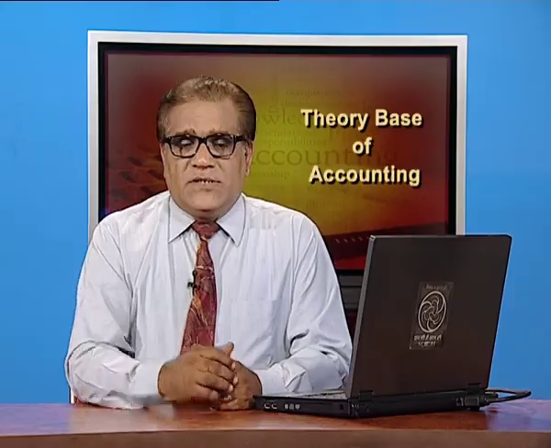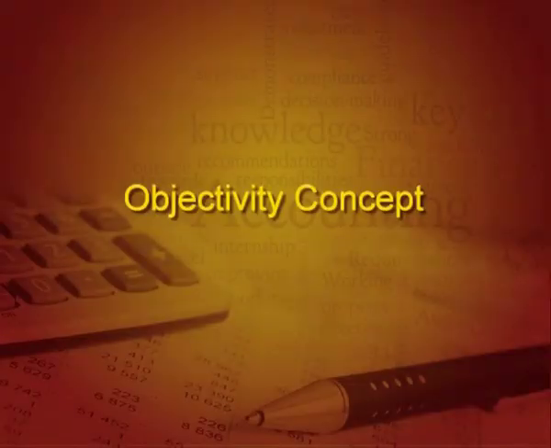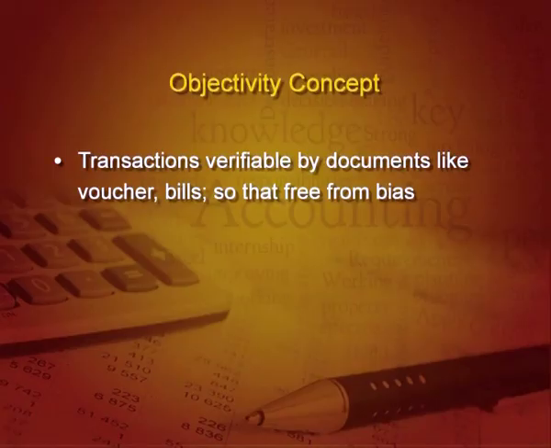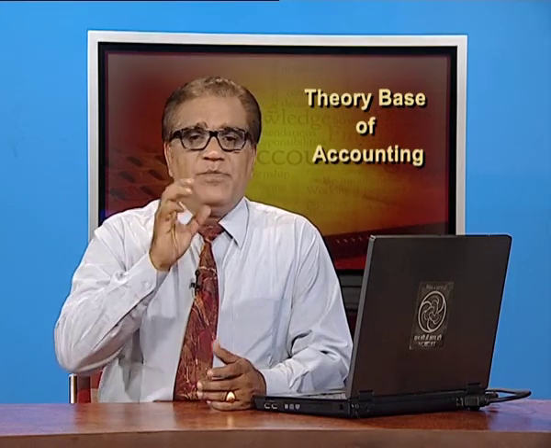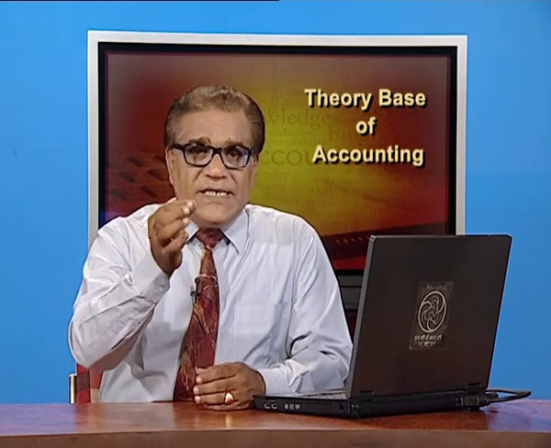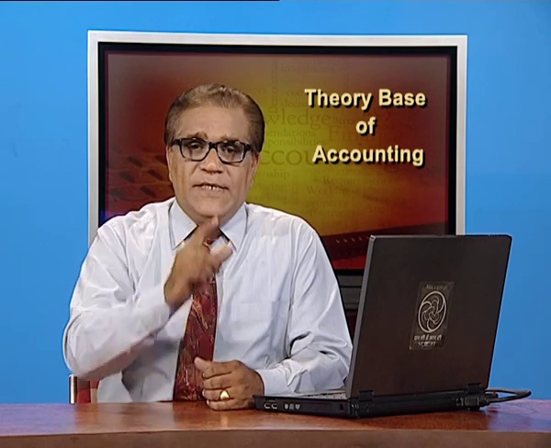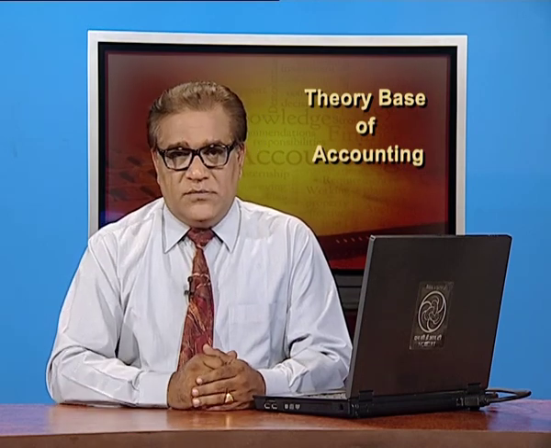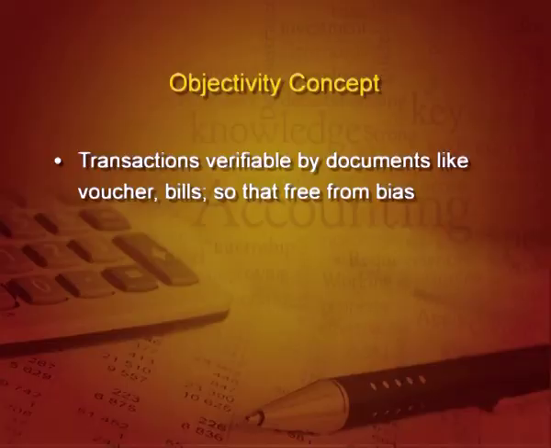Next concept is the objectivity concept. It states that all the transactions must be verifiable by documents like vouchers, bills, etc. Suppose I purchase stationery worth ₹100, then I must get a bill of that and then put it in the accounts. Why do we do this? So that it is free from personal bias.